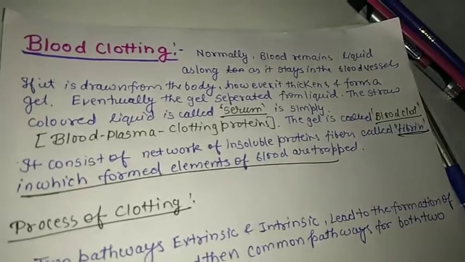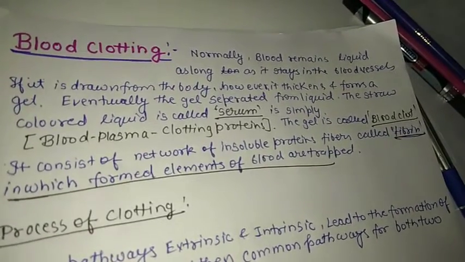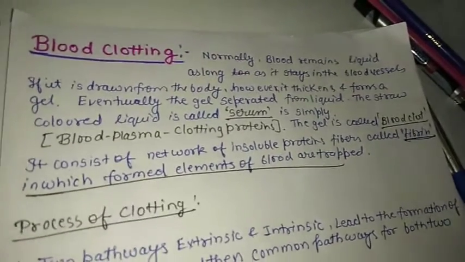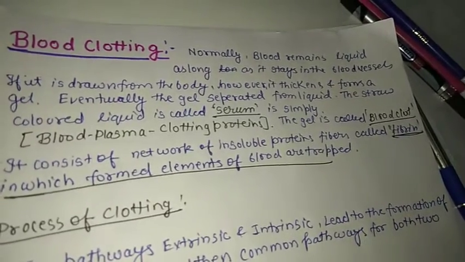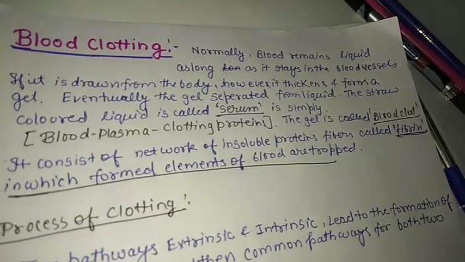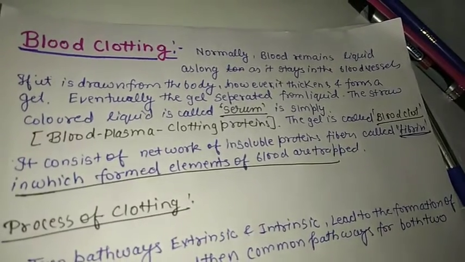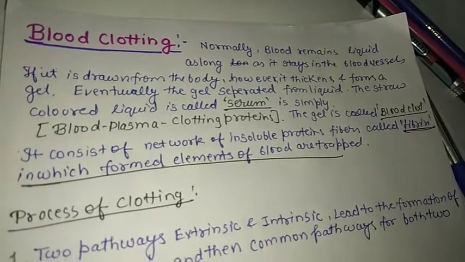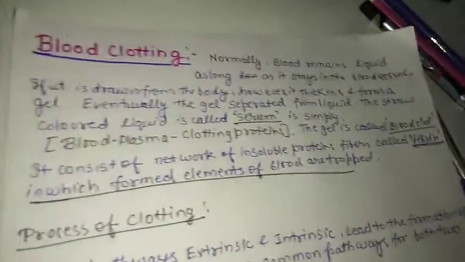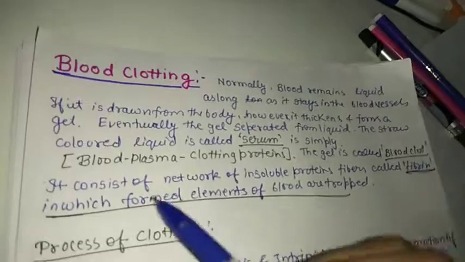What is blood clotting? Normally, blood remains liquid as long as it stays in the blood vessels. If it's drawn from the body, however, it thickens and forms a gel. Eventually, the gel gets separated from the blood. The straw-colored liquid is called serum. It is simply blood plasma. What is serum? Serum is blood plasma minus clotting factors.